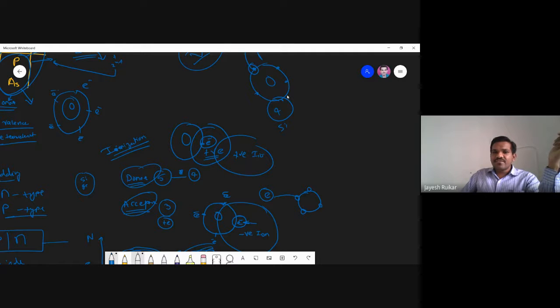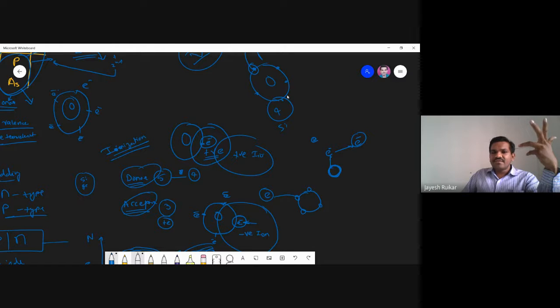So if we have an electron, and if I donate this electron to any other atom, what happens to this? If I give the electron to this atom, a hole will be there. So it creates a hole.